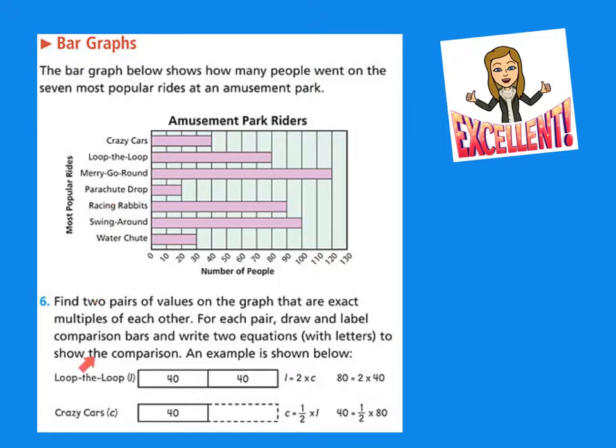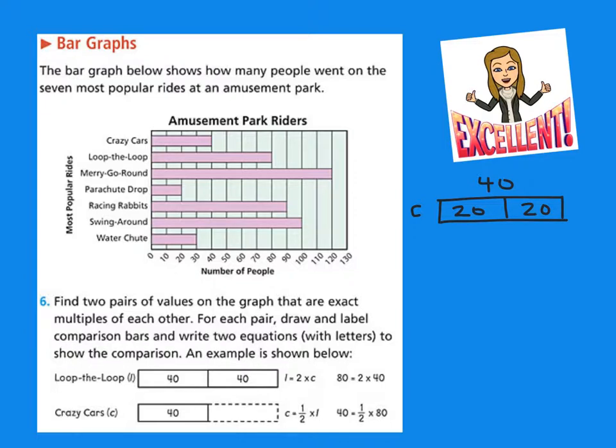So I could use Crazy Cars again, but instead of using the loop-the-loop, I could use the parachute drop, because I see here the parachute drop is at 20. So a very similar situation. This time we have the Crazy Cars, which I'll use a C. And my comparison bars, instead of being 40 and 40, because that's actually the total of the Crazy Cars, will be 20 and 20, which together equals 40.